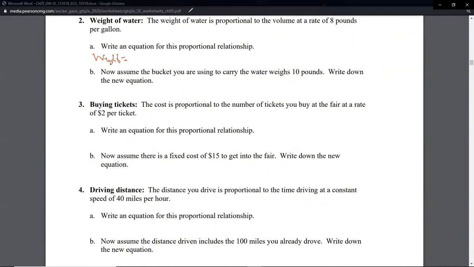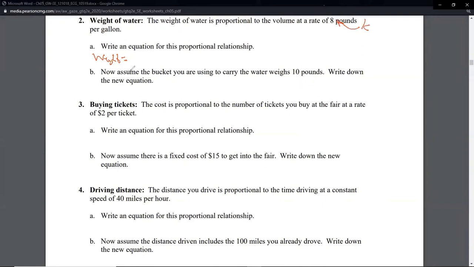So the weight of the water is means equals, and then proportional, that's where you have your y equals kx, or whatever number and letter or word you want to use. But the rate is 8 pounds per gallon. So for every 1 gallon, you would have 8 pounds of weight. So that 8 is the k. This 8 is the k.